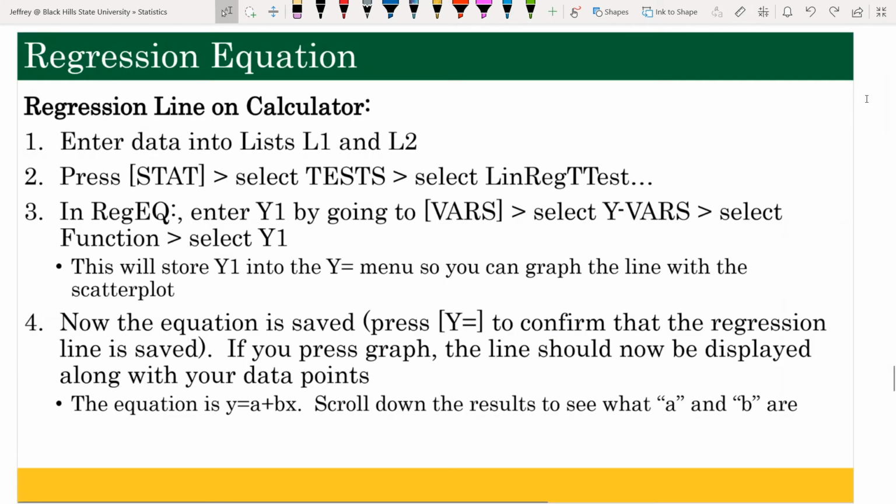Let's go back and look at how we calculate the regression line that best fits our data set. Now, these are the steps on how you do this on the calculator, and of course this does require a lot of steps. However, we are going to be using Excel. So I have all this already set up for us, so let's just go ahead and dive into a problem.